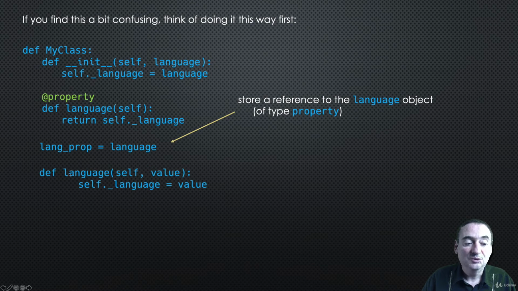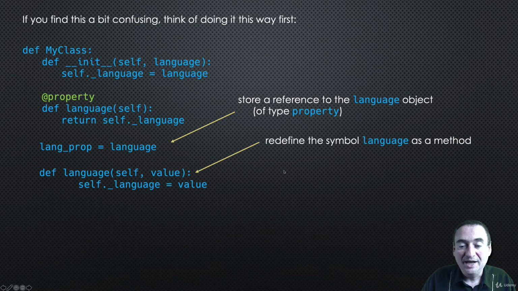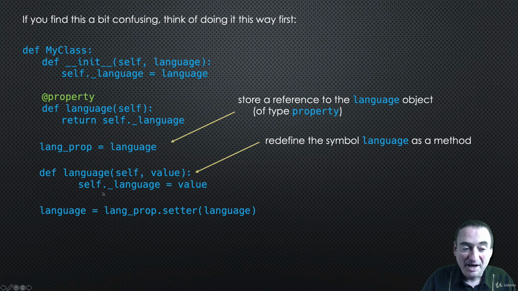Next, I'm going to define another function called language. So at this time, I'm going to redefine whatever language was. So right now, langProp and language are both pointing to the same property object. Now I'm redefining language. So now language is going to point to a function, okay? And this is my language function. So I just redefined that symbol. Next, I'm going to take my original property, langProp, and I'm going to call its setter method, passing it this function called language.